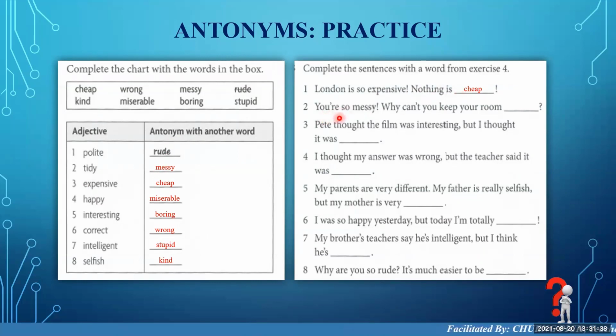Okay, you are so messy. Why can't you keep your room...? So what is the opposite of messy? It is tidy, okay? Tidy.